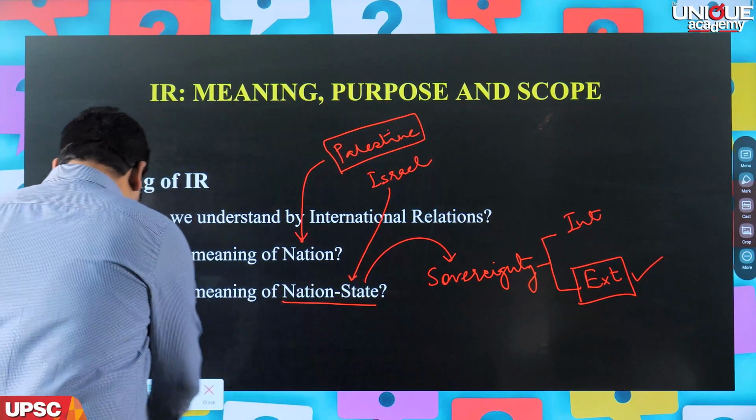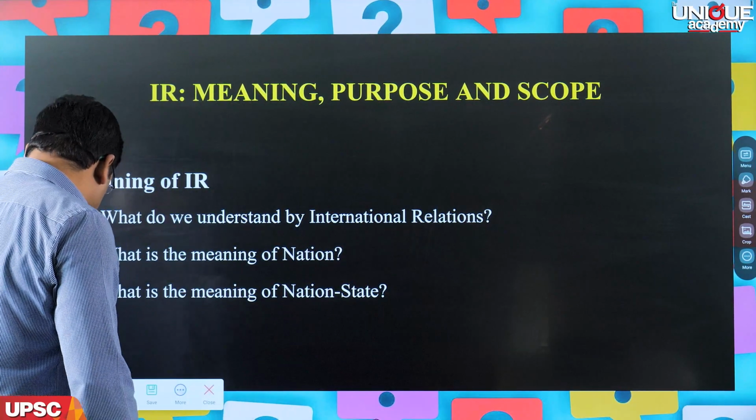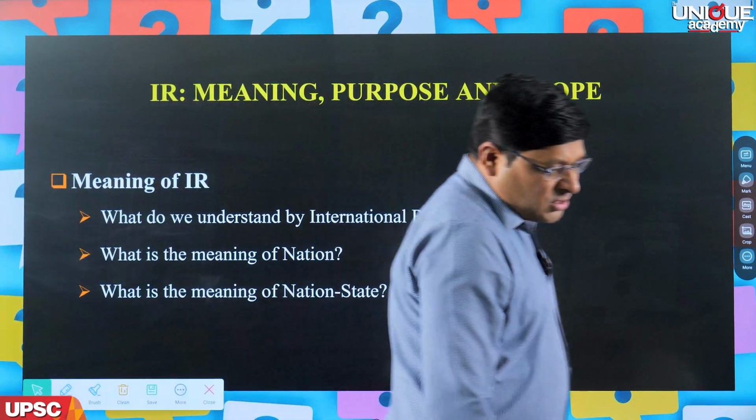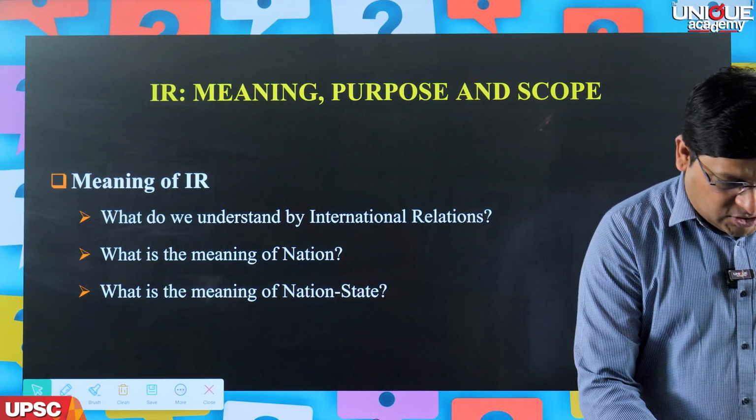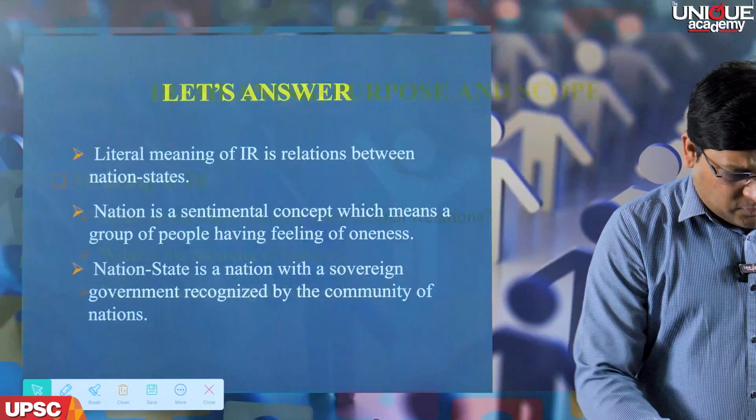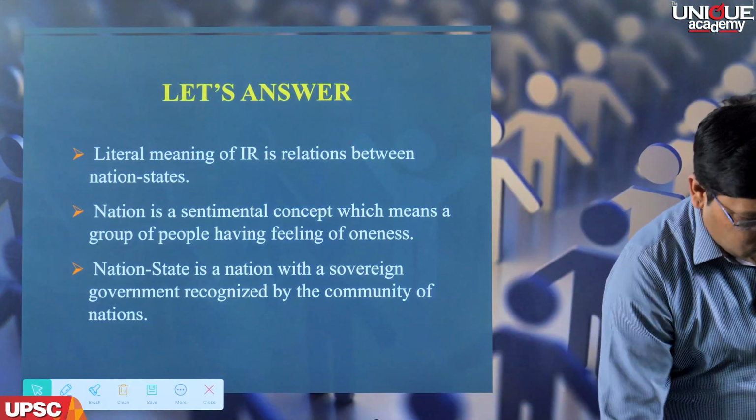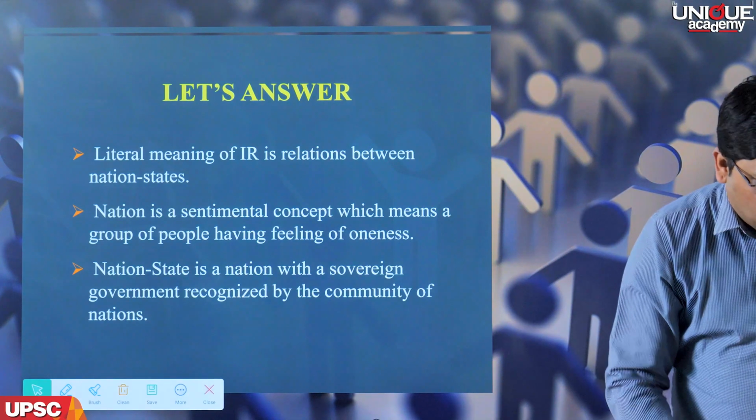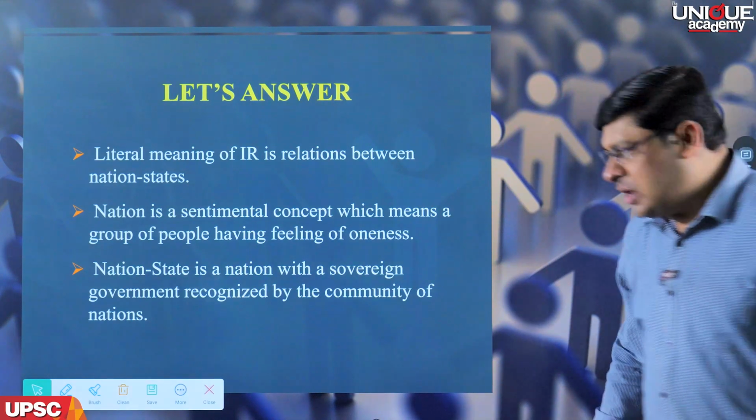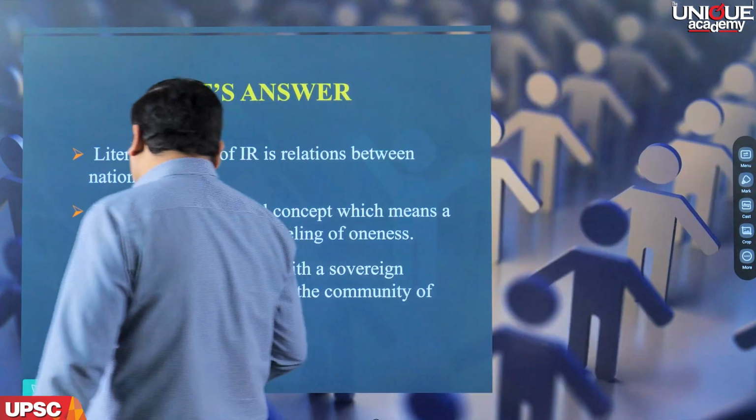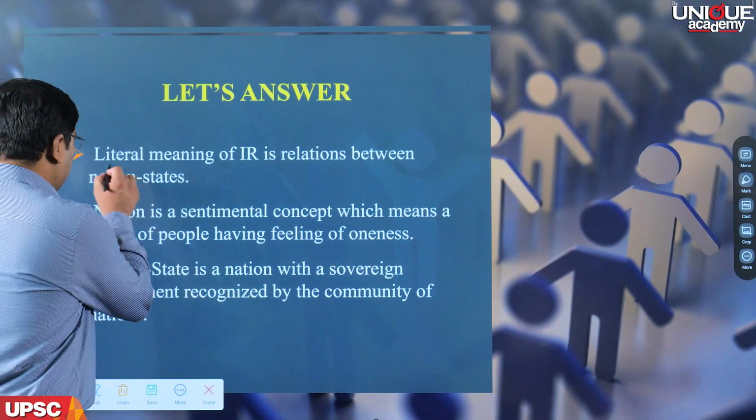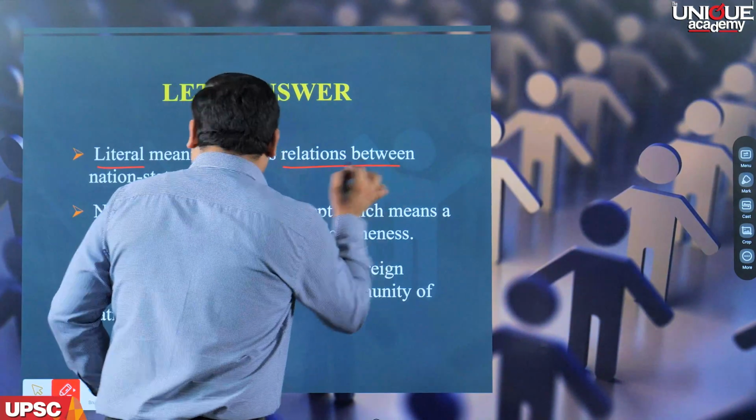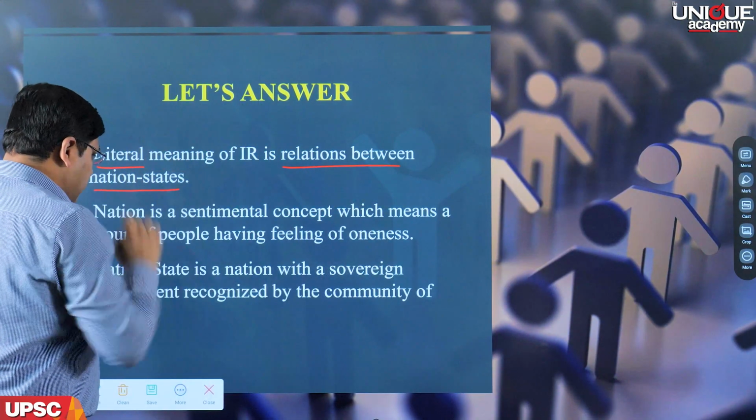Coming back to the three questions, the simple answers, something that we discussed. Let's get those answers quickly. So there are three questions. What do we understand by IR? What is the meaning of nation? What is the meaning of nation state? So this is the basic understanding in front of you. The literal meaning of IR, the word to word meaning, is relations between nation states, something that we discussed.